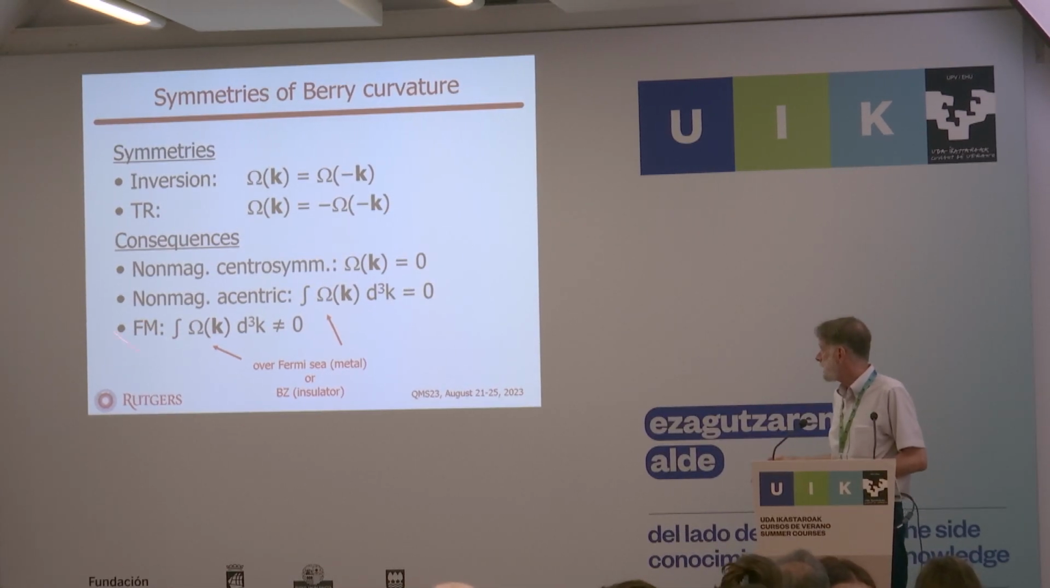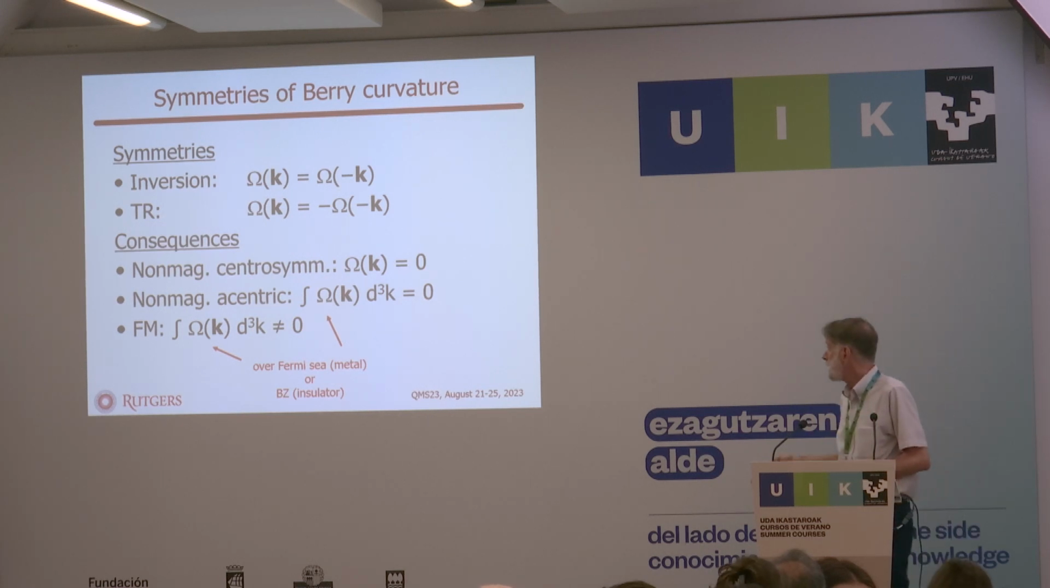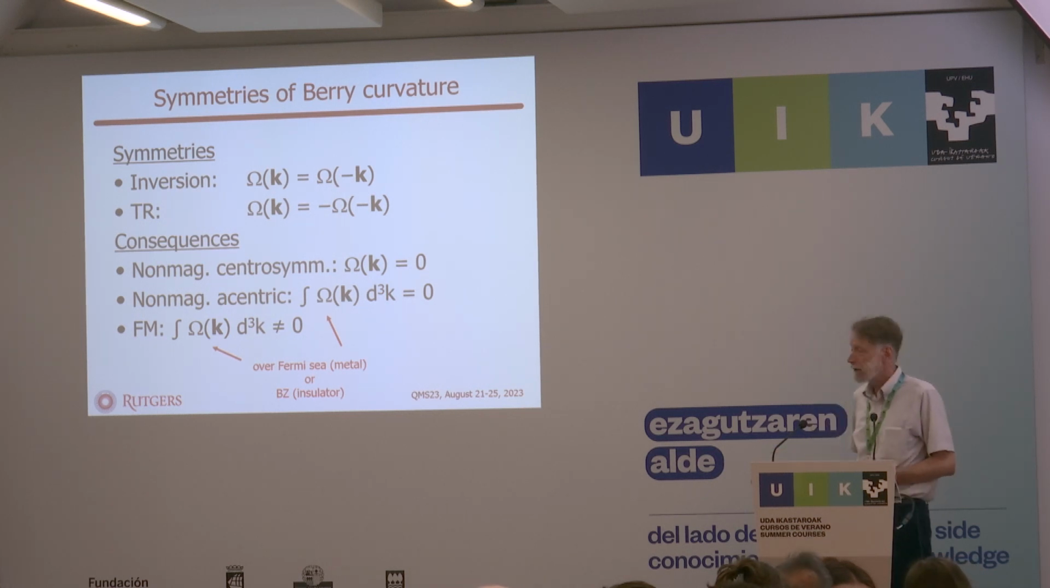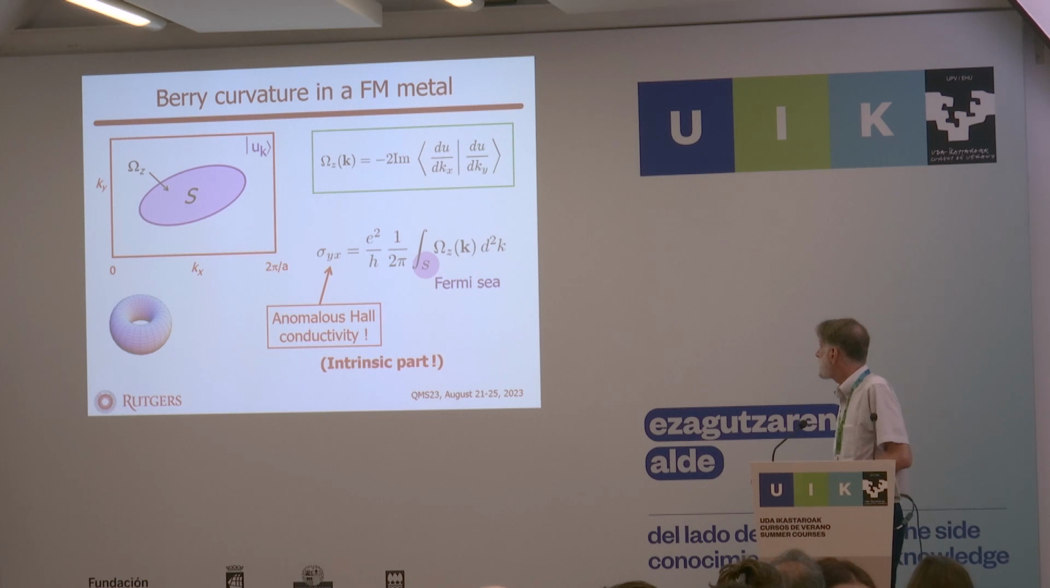And then in the case of a ferromagnet, whether it's centrosymmetric or not, the integral of the Berry curvature over the Brillouin zone does not have to vanish by symmetry. And therefore, in general, you'll have a non-zero anomalous Hall conductivity in the case of a ferromagnet. Okay, so here again, this is in the case of a metal.